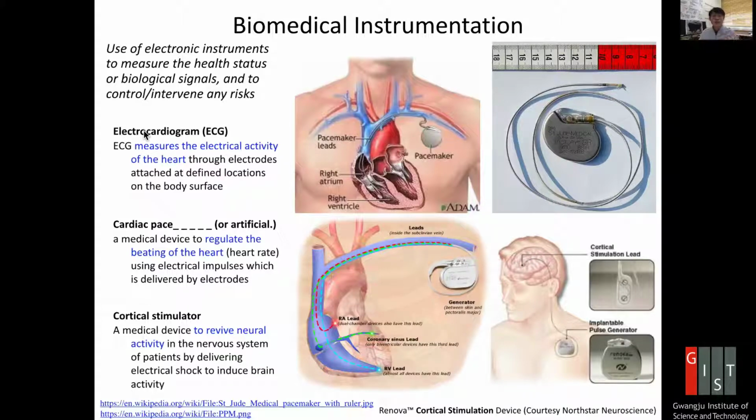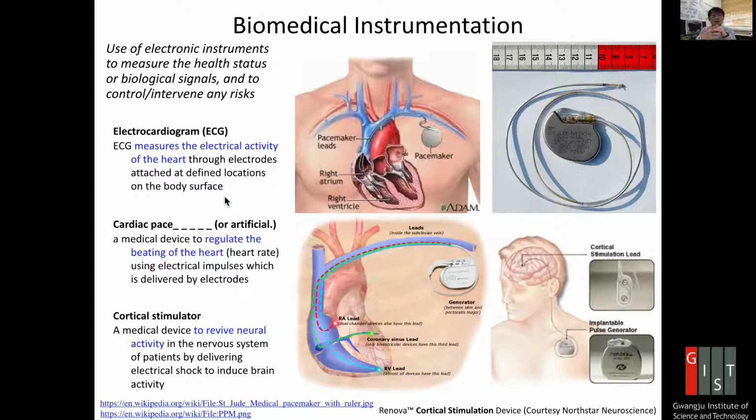The first is the electrocardiogram, or ECG. ECG measures the electrical activity of the heart through electrodes attached at defined locations on the body surface. So we have to understand the heart as a three-dimensional organ, rhythmic, usually repetitive, and this heart requires the heart muscle, or cardiac myocytes, to be excited, and they contract rhythmically and in a coordinated fashion. And this creates a three-dimensional electrical vector which will change in 3D over time and keep repeating.